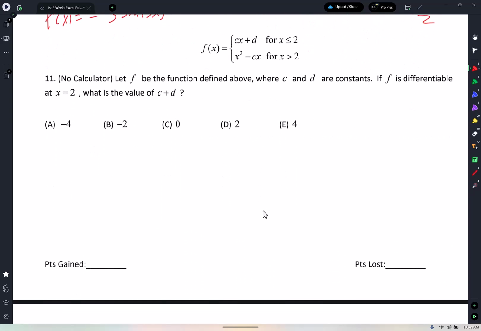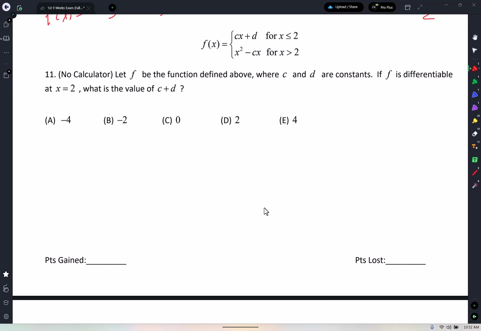All right, let's go to number 11. Let f be the function defined above where c and d are constants. If f is differentiable at x equals 2, what is the value of c and d? All right, guys, focus. For you to be differentiable, you need to be continuous, and the left-hand derivative has to equal the right-hand derivative. So let's do that first.